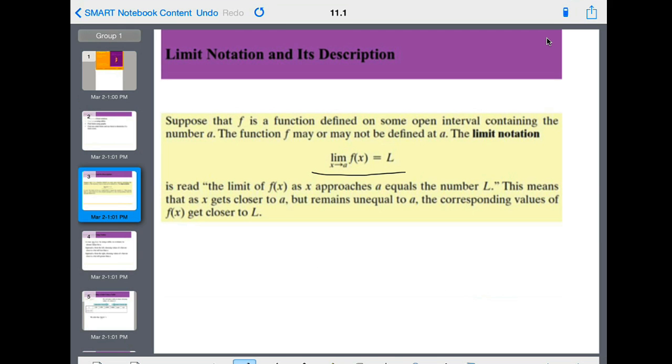This means that x gets closer and closer to a, but remains unequal to a. The corresponding values of f get closer to L. We're not looking at what's happening at that exact point. We're looking at what's happening as we get closer and closer to that point.